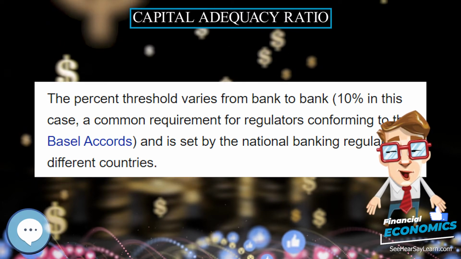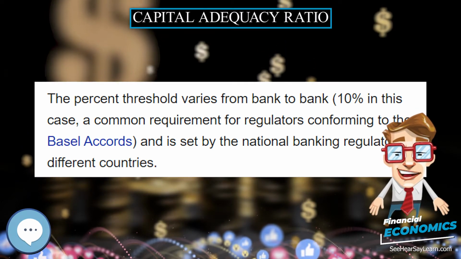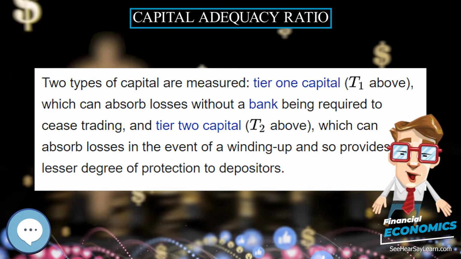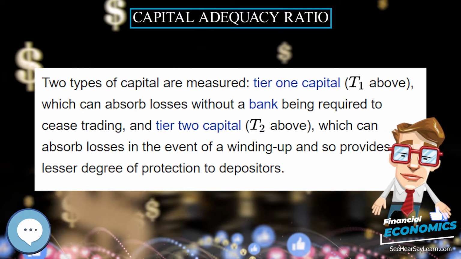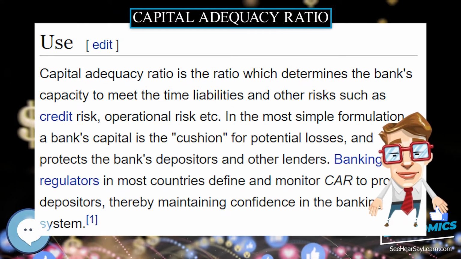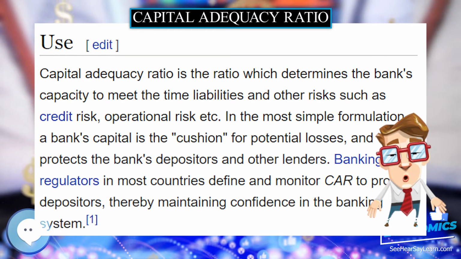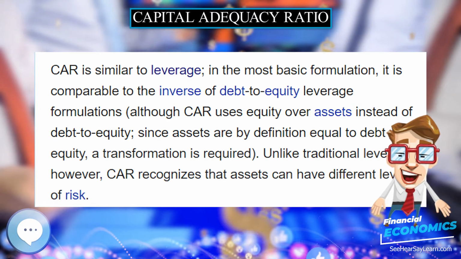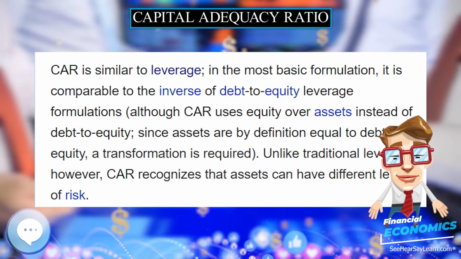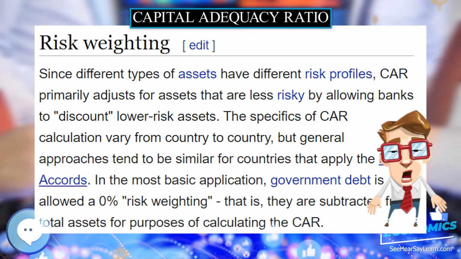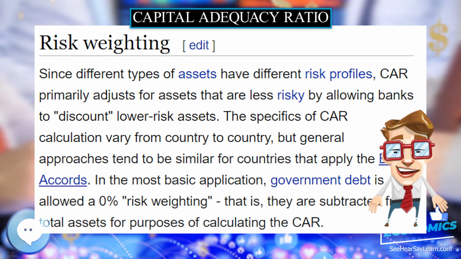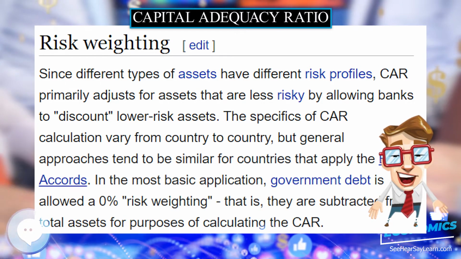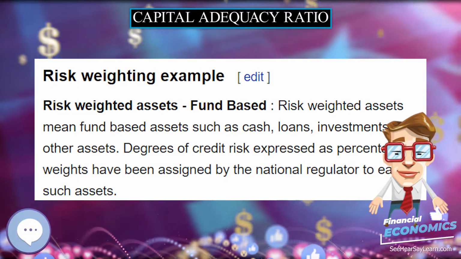The enforcement of regulated levels of this ratio is intended to protect depositors and promote stability and efficiency of financial systems around the world. Two types of capital are measured: Tier 1 capital, which can absorb losses without a bank being required to cease trading, and Tier 2 capital, which can absorb losses in the event of a winding up and so provides a lesser degree of protection to depositors.